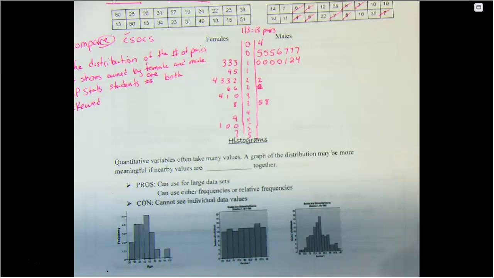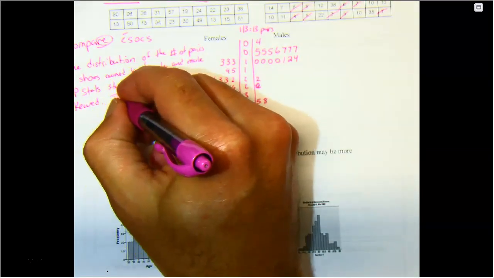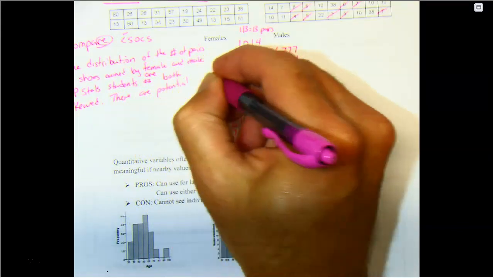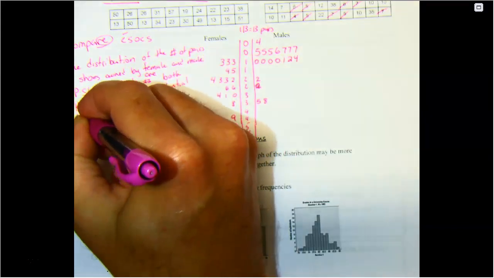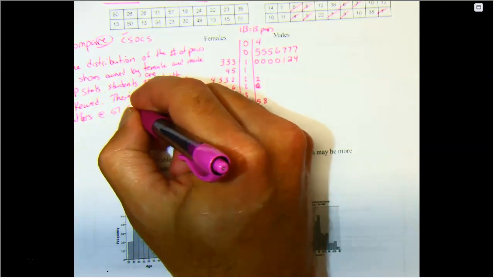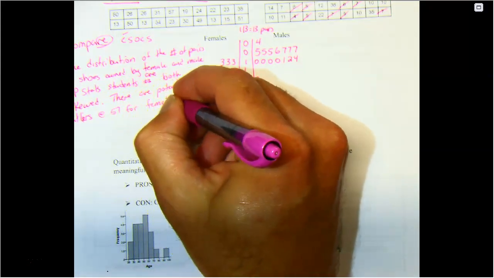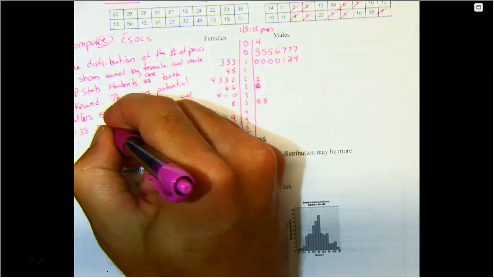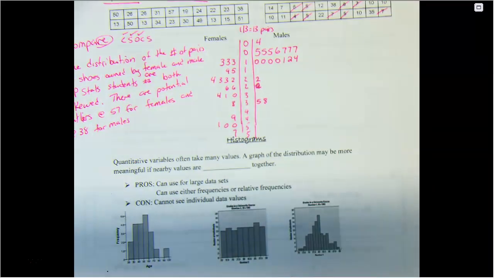There are potential outliers at 57 for females and at 38 for males. So far we haven't had to use any really ER words. I took care of my shape, I took care of my outliers. Here's where it's going to come into play though.